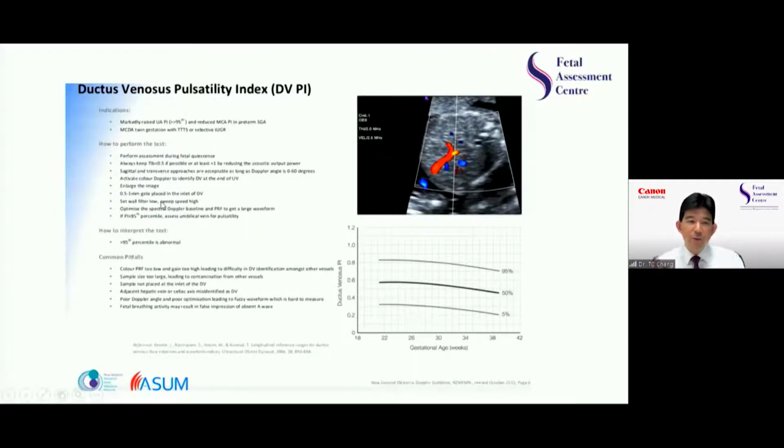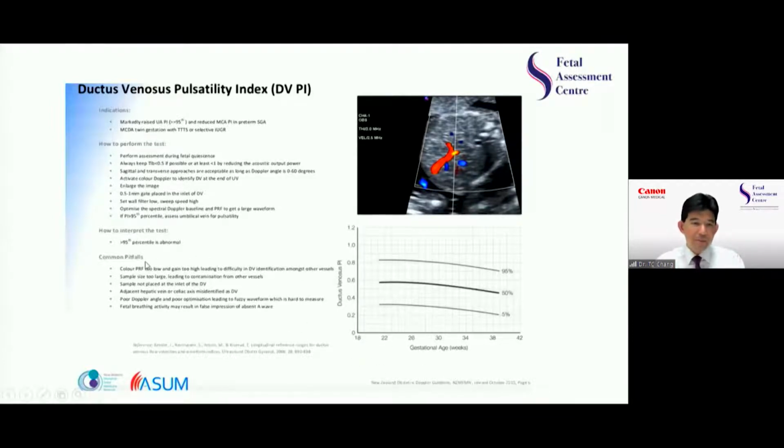So I find it very helpful to get this special criteria set into my machine by the obstetric ultrasound specialists, so that I have a particular setting for ductus venosus. You set the wall filter low and the sweep speed high, and you optimize the spectral Doppler. Yep. So this is actually quite helpful.